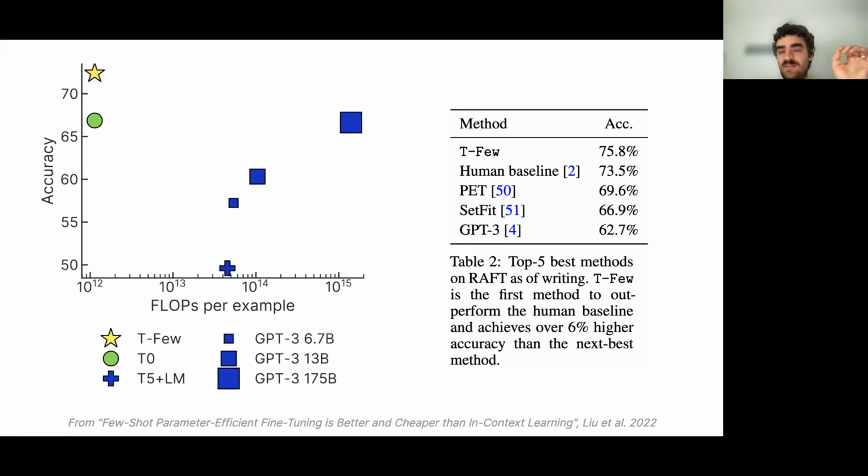Now, to make sure that this approach works on real world tasks, we evaluated T-few on RAFT, which is a benchmark where training sets are provided with only a few dozen labeled data points, there's no validation set, and the test sets are completely hidden. If we apply our T-few recipe to the RAFT benchmark, we ultimately outperform the human baseline for the first time and outperform the next best method by a significant margin. So this paper hopefully provides some compelling arguments that rather than doing few shot in-context learning, you should do parameter efficient few shot fine tuning.